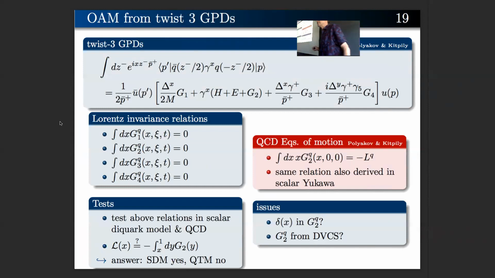Sorry, if the G2 contains a delta function, it doesn't contribute to the sheet. That is correct. However, it's relevant in this context because if somebody wants to find out G2 from whatever little information they get, one of the points we're making is that it's dangerous to impose this Lorentz invariant relation on G2, because that one does get affected by a delta function contribution.